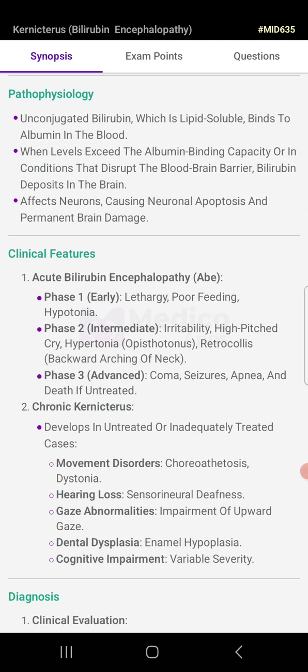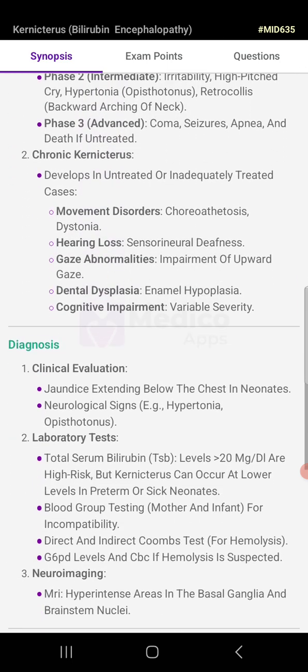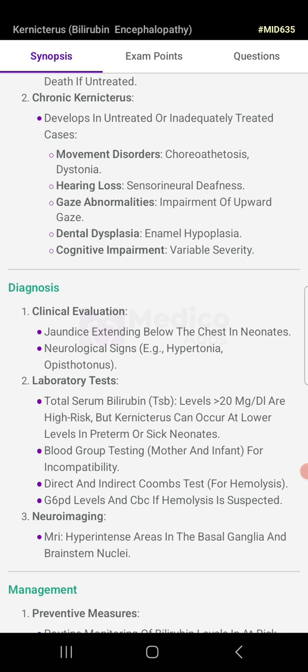Chronic Kernicterus develops in untreated or inadequately treated cases. Movement disorders like choreoathetosis, dystonia. Hearing loss, sensorineural deafness, gaze abnormalities, impairment of the upward gaze. Dental dysplasia, enamel hypoplasia, cognitive impairment of variable severity.